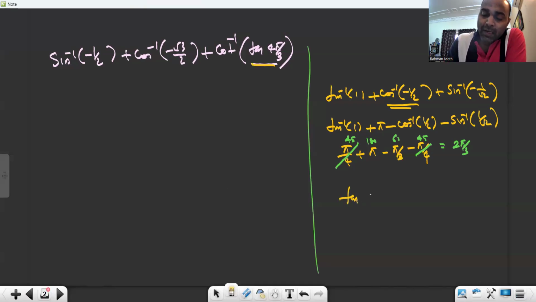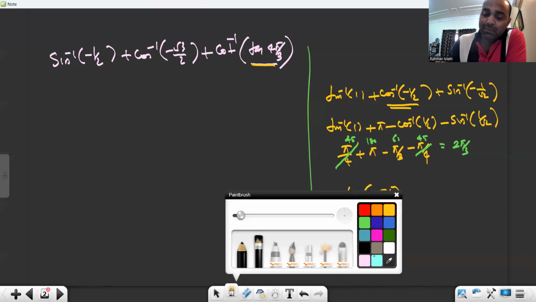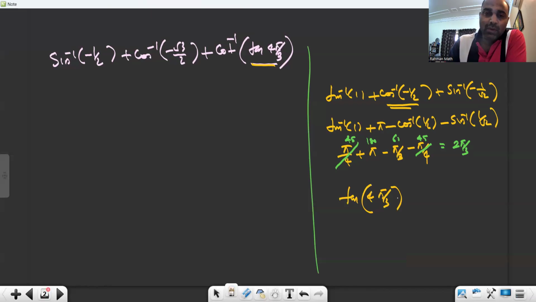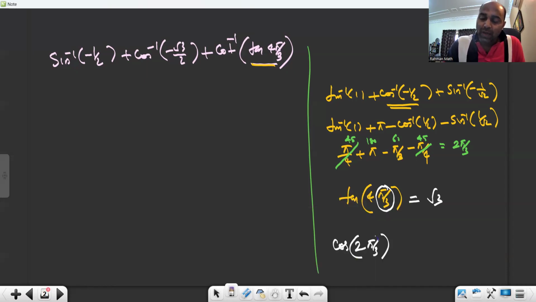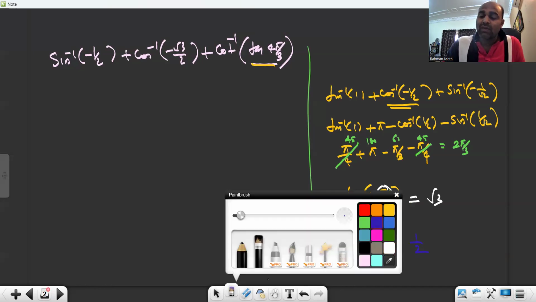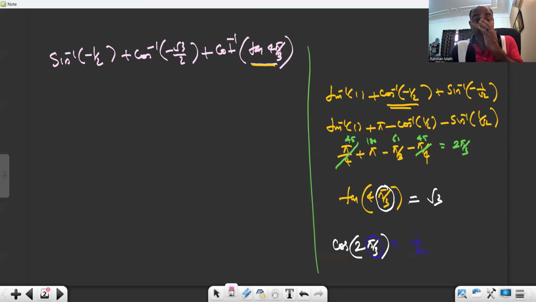See, tan 4 pi by 3, there is a shortcut method. What is the shortcut method? You just find the tan pi by 3 value. Tan 60, how much? Root 3. Suppose you want to find cos 2 pi by 3 value, there is a technique. You please find cos pi by 3. Cos 60 is what? 1 by 2. Everyone can find that, I hope.